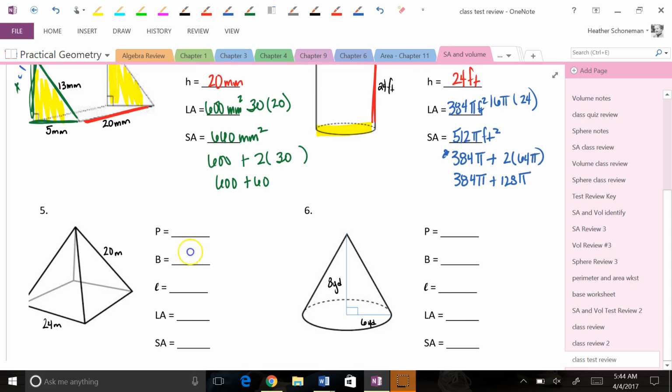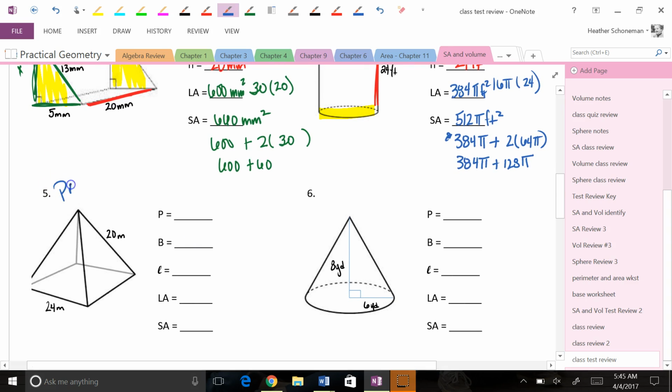Okay, next shape, number 5, we have a pyramid. Now our formulas are changing because now we just have one base. Okay, capital P is the perimeter, that's adding up all the sides. So it's a square. All the sides are 24. So that gives you a perimeter of 96 meters. The area of the base, the area of the square, is side squared. We get 24 squared. And let me see exactly what it is. Oh, 576. So we get 576 meters squared.